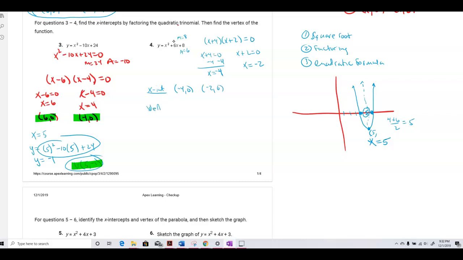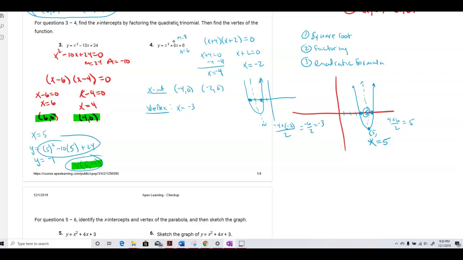But now we have to go and find the vertex. So if I were to sketch a graph here and plot (-2, 0) and (-4, 0), and here's my parabola, what is the x value that lands directly in the middle? There's two ways you can find it. One, you can clearly see that the x value is negative 3. Or you could take the two x-intercepts and average them by adding them together and dividing by 2. Negative 4 plus negative 2 is negative 6, divided by 2 is negative 3. So the x-coordinate of my vertex is negative 3.